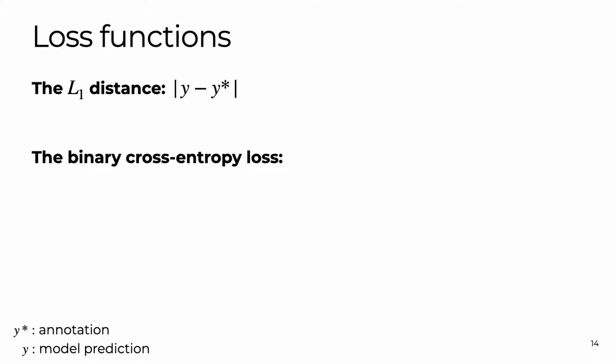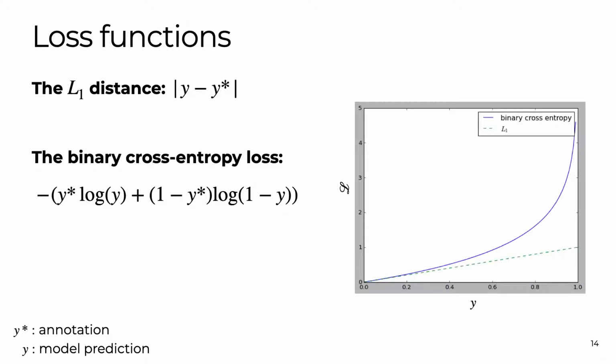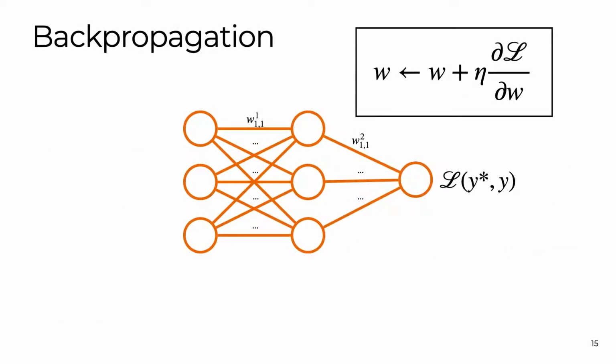A more commonly used loss function is actually the binary cross-entropy loss, shown here, which causes the network to train more quickly because it penalizes more heavily predictions that are further away from the correct answer. Here we have shown the graph of the two functions for a ground truth value of 0 with the model prediction on the x-axis.